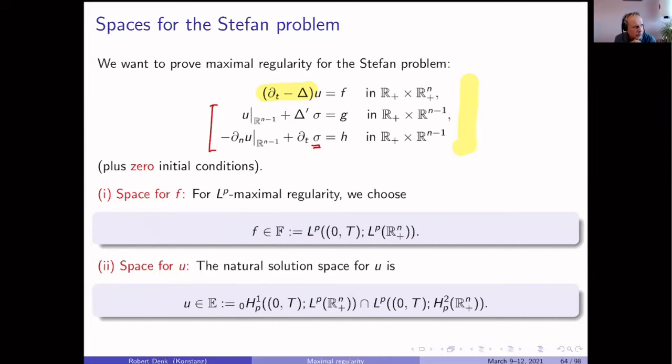Here I will assume zero boundary conditions just for simplicity. Of course, we can have non-zero initial conditions, and then we have to use the trace spaces, as I explained, time traces, and we can obtain maximal regularity, including non-zero initial conditions for u and sigma.